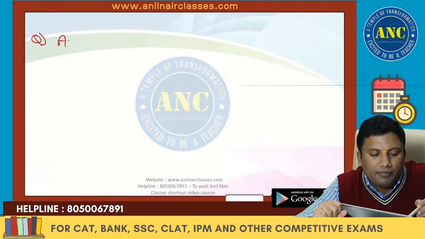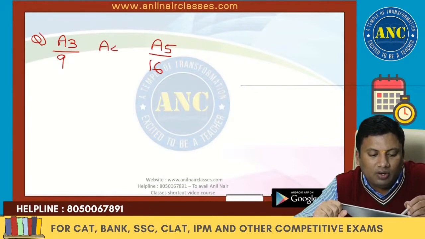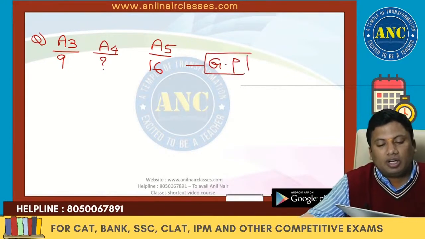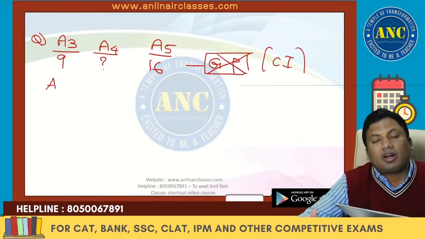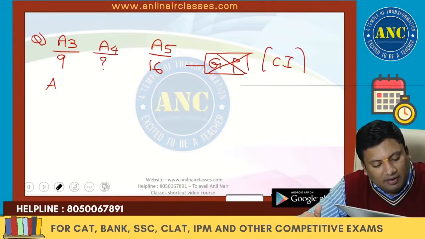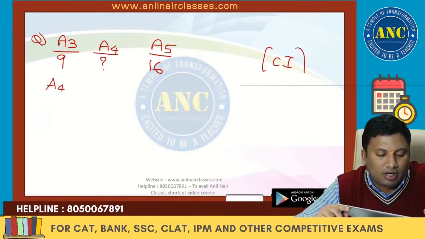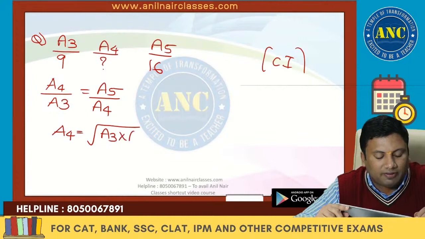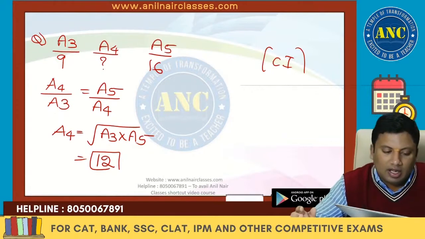Now see here. A3 is 9. A5 is 16. Find the value of amount at the end of fourth year in the case of compound interest. Amount at the end of third year given, fourth year asked, fifth year given. So the ratio is the same. A4 by A3 equals A5 by A4. So A4 is nothing but root of A3 into A5. If you know this concept, you will get the answer directly as 12. I hope it is clear.